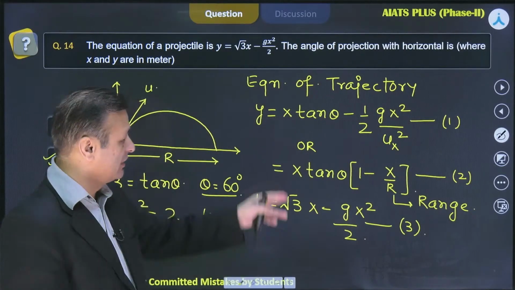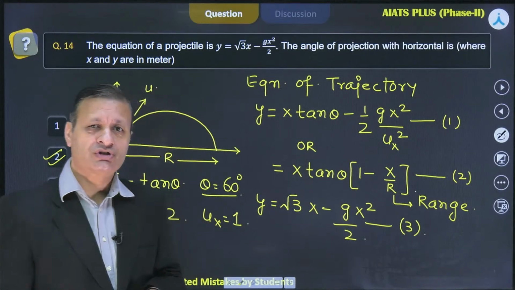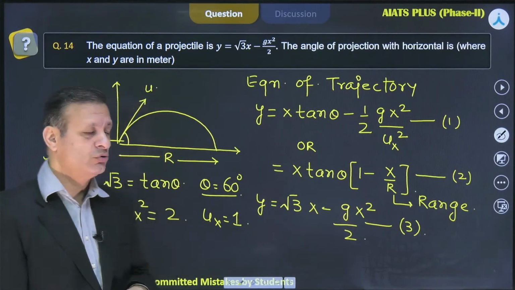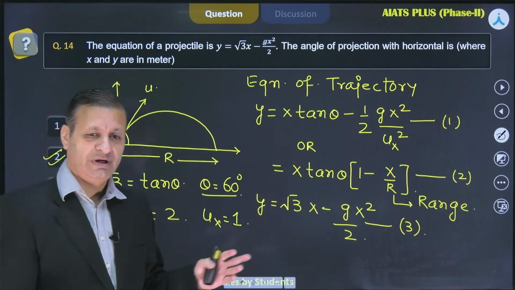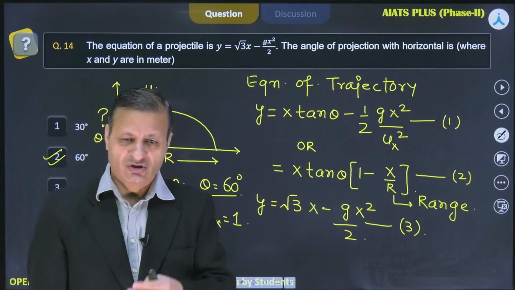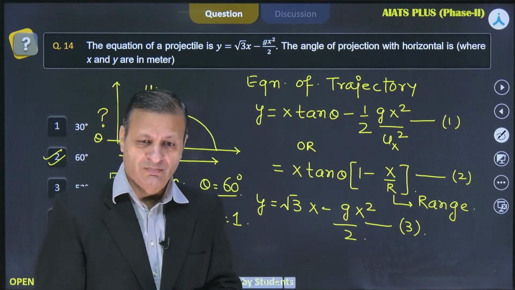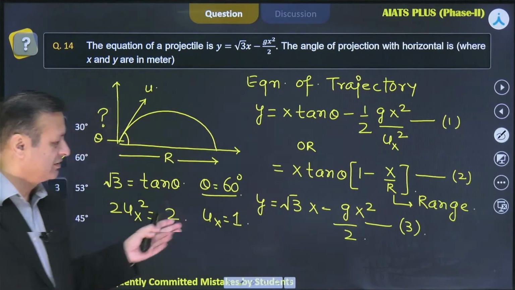So I hope if you remember these two standardized equations of trajectory, you can solve at least a variety of numericals. So any doubt? Any doubt? Yes, we got a right answer from Poonam. So good, Poonam. You are right, it's 60 degrees.